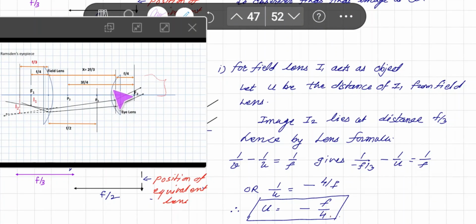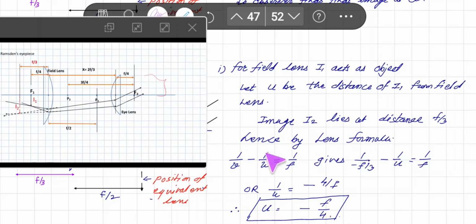Now remember that for the field lens, this I1 acts as an object, and the image formed due to the field lens is I2. We know that the distance of the object we consider u, and the distance of the image we consider v. Here the image is formed at distance f by 3. So, considering the case of the field lens, let u be the distance of I1 from the field lens. Image I2 lies at distance f by 3. Hence, the image distance f by 3 is nothing but v, and the object distance is u.